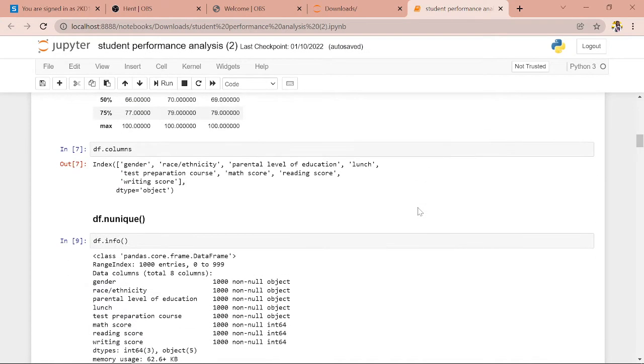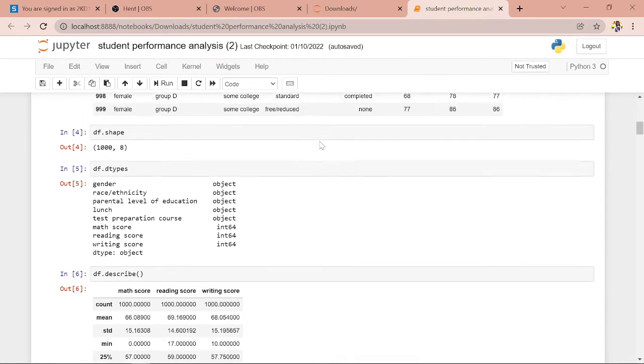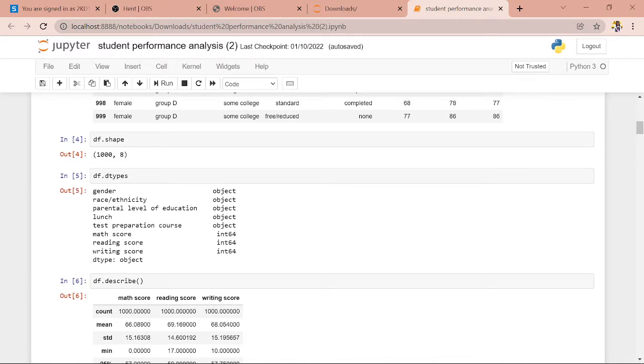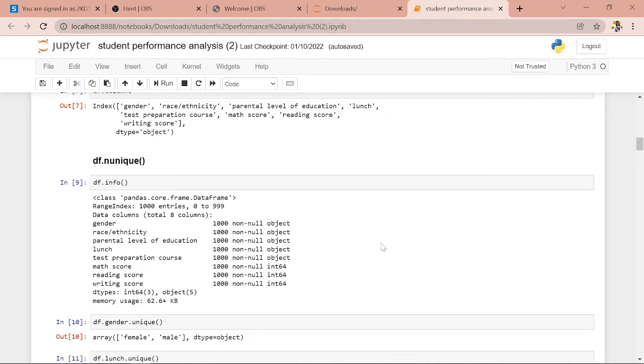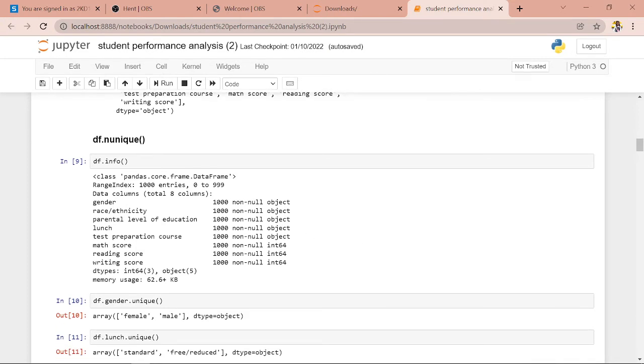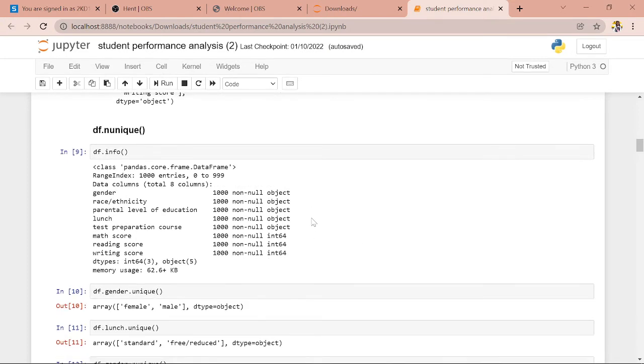And df.columns, in df.columns there are 8 columns. We already know them: gender, race, parental education, lunch, preparation courses, math score, reading score, writing score. Data type is object only. Here we can see that data types are object. And df.info, it contains information about all the columns and all the data types.